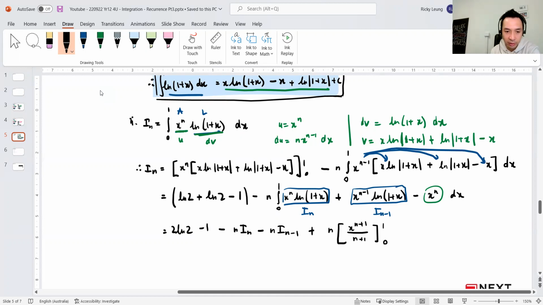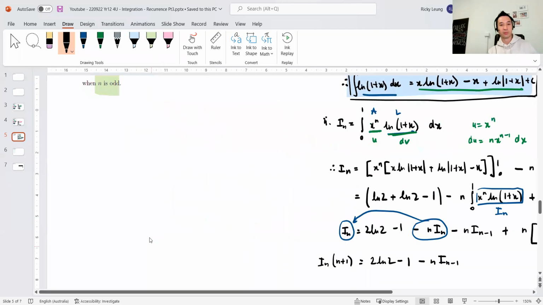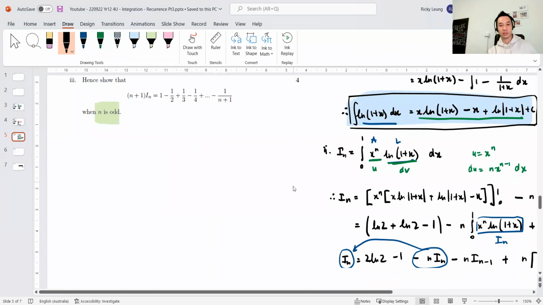So let's keep going. Now, at this point, I'm going to do two things, because if this is I_n, I'm going to bring these guys over. So bring this guy over here, factorize, right? So I get I_n times (1 plus n), that's (n+1). And then 2 ln 2 minus 1 minus n. Yeah, let me have a quick gander of what I have to prove. Yep, minus n. Okay, so I got that.